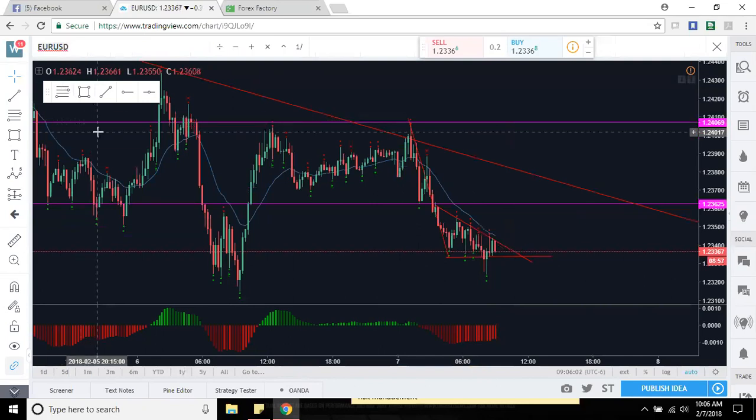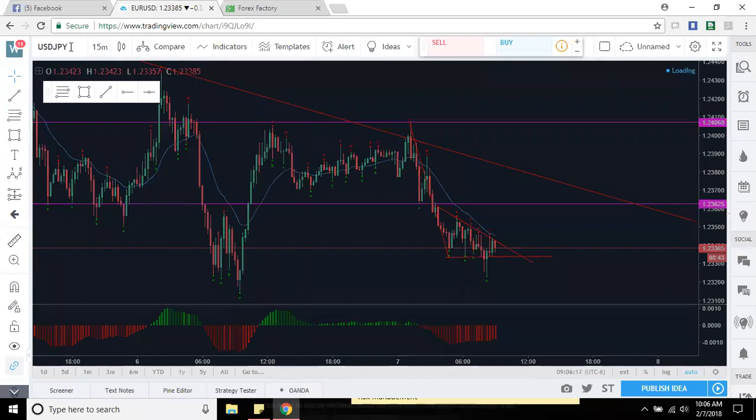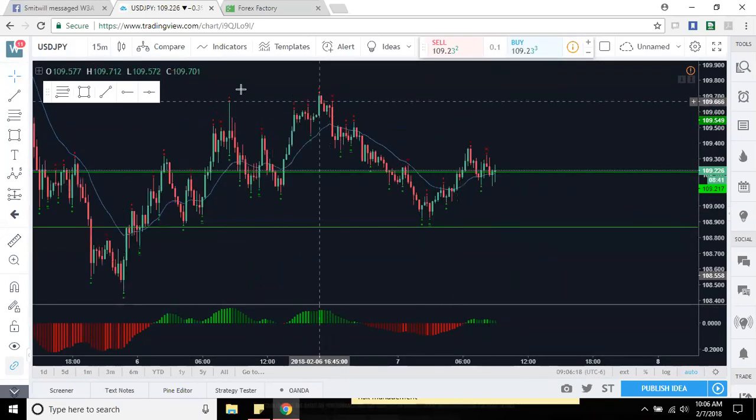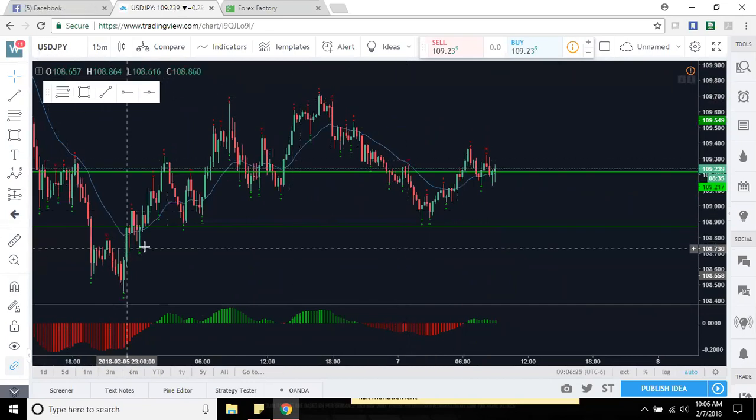So here's the thing with the currency quotes, guys. For instance, the Euro USD, this is the Euro versus the United States dollar. So if the United States dollar is gaining strength, the Euro is going to lose, right? Now, let's say we go to USD JPY. Let's say this is the United States dollar versus the Japanese yen. Now, if the dollar is gaining strength, then you should see the dollar gain strength on this chart as well.